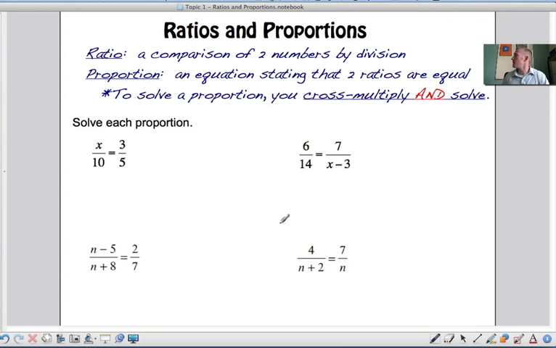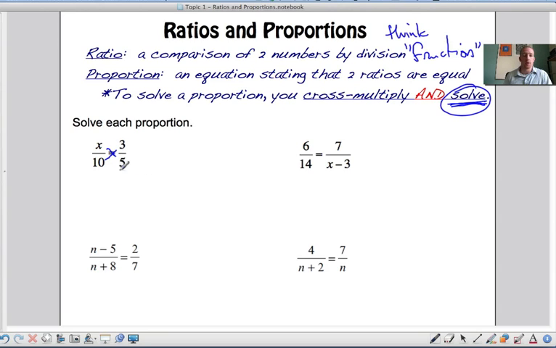So here, ratios and proportions. A ratio is just a comparison of two numbers by division. So think fraction. All right, this is going to be important in our next unit too when we do linear equations because we're going to be comparing two things many times. So you cross multiply and solve. You may have heard cross multiply and divide, but that only works sometimes. Cross multiply and solve is the way I want you guys to be thinking of that. Okay, I'll be asking you that next class too.